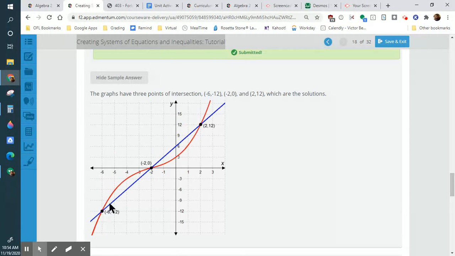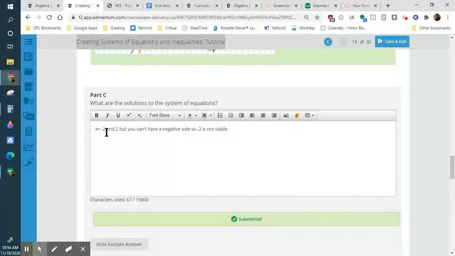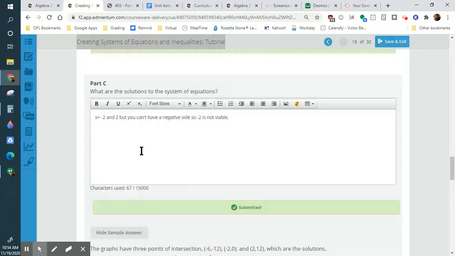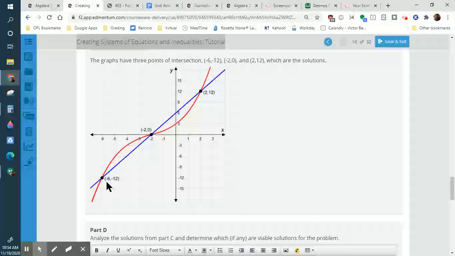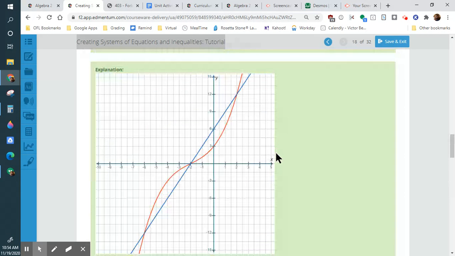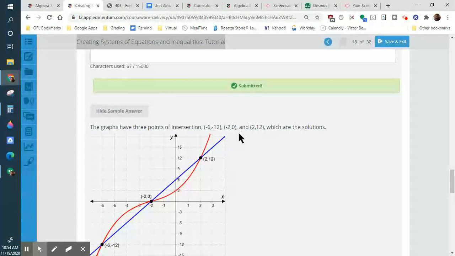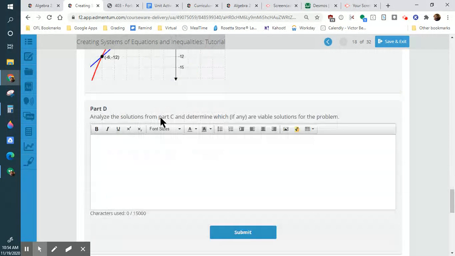Oh, and I guess there's also a -6. I didn't even see that -6. So whoops, you guys get the benefit of seeing my mistake. They have them as points. I don't really see the point in having it because you can just plug in your X into there and get your Y's if you really want to get that.